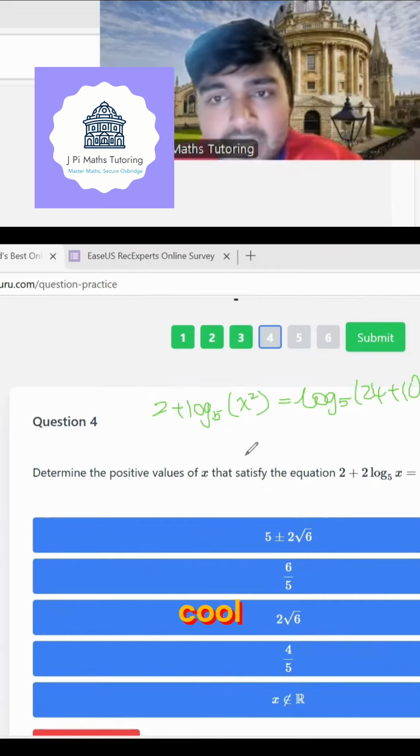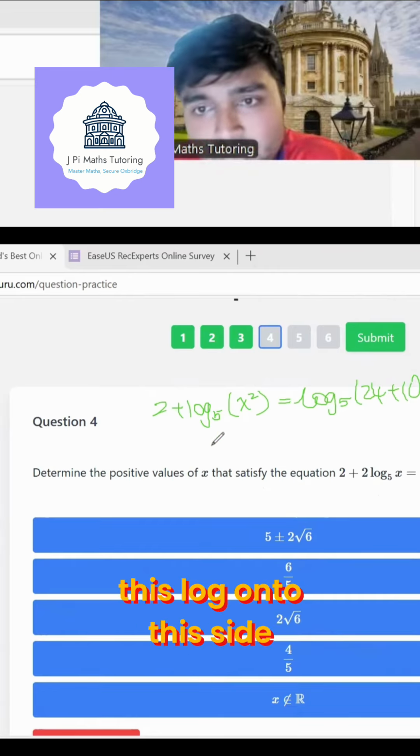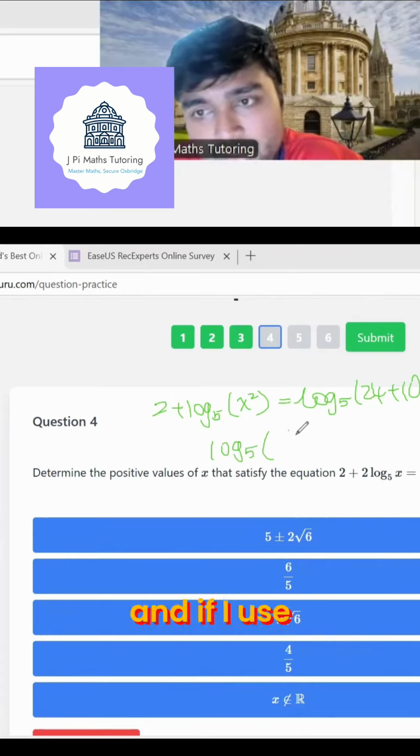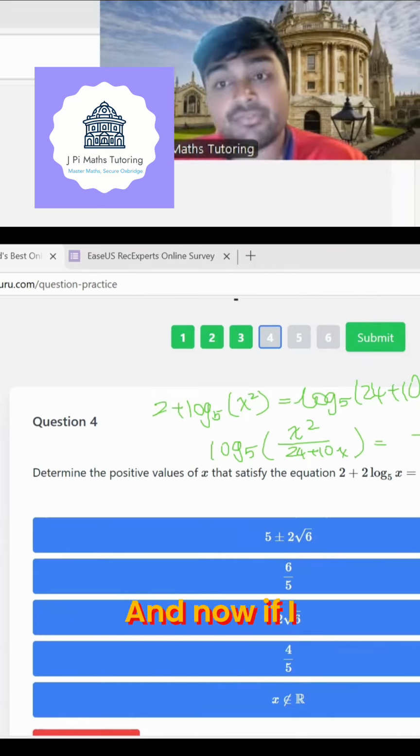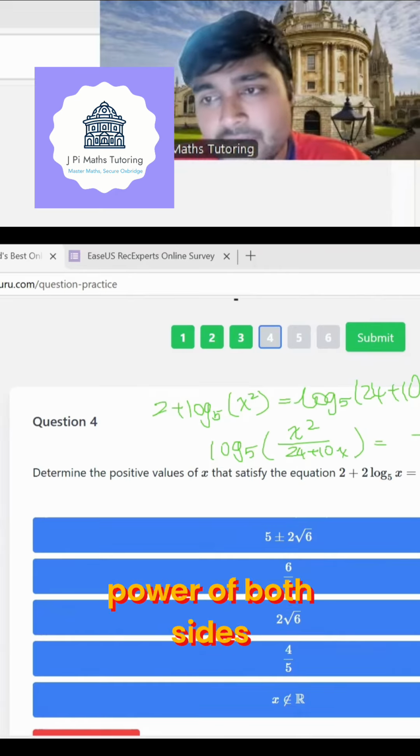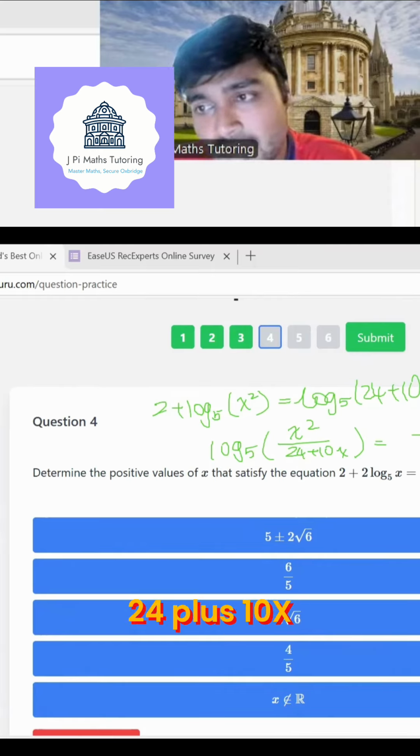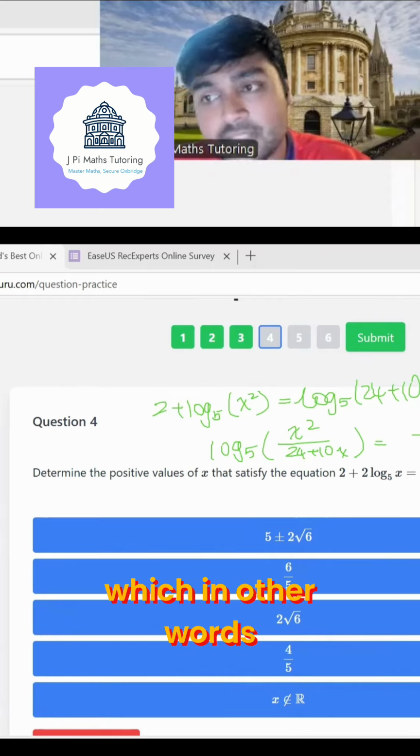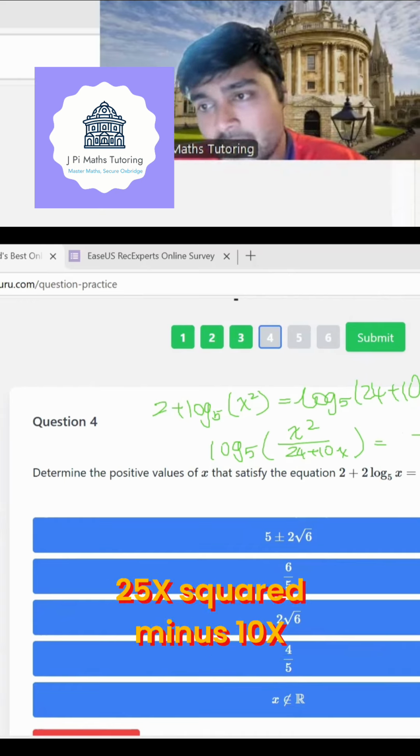Okie dokie, cool. Let's continue. So how do I go about this? I'm probably going to bring this log onto this side. So I've got log base 5 of, and if I use a log rule, x squared over 24 plus 10x equals minus 2. And now if I do 5 to the power of both sides, I can get rid of the logarithm. So x squared over 24 plus 10x is 5 to the minus 2, which in other words is 1 over 25. And now cross multiplying, 25x squared minus 10x minus 24 equals 0.